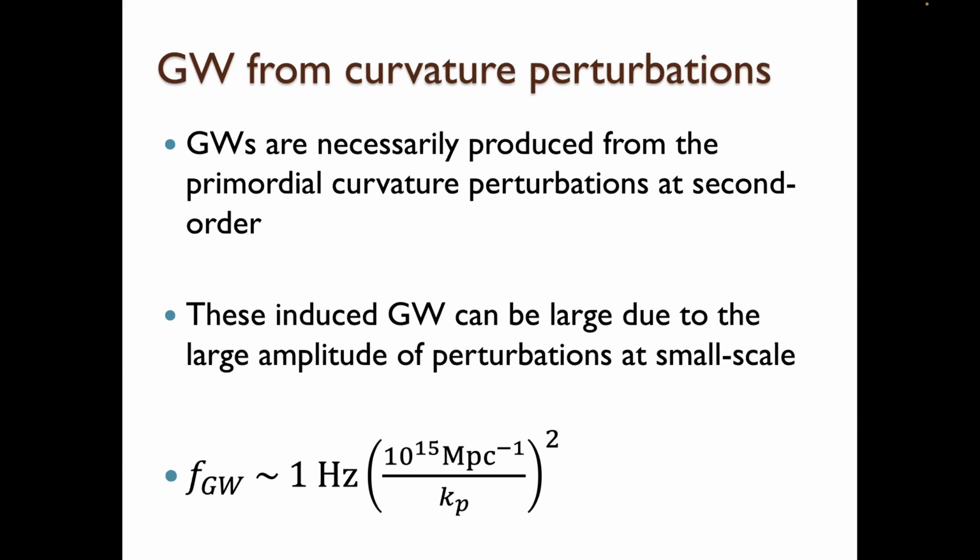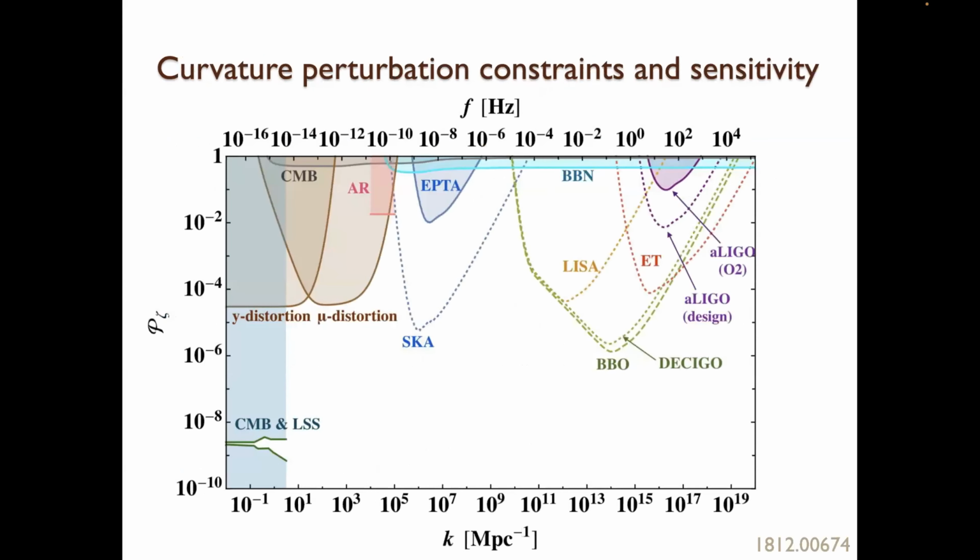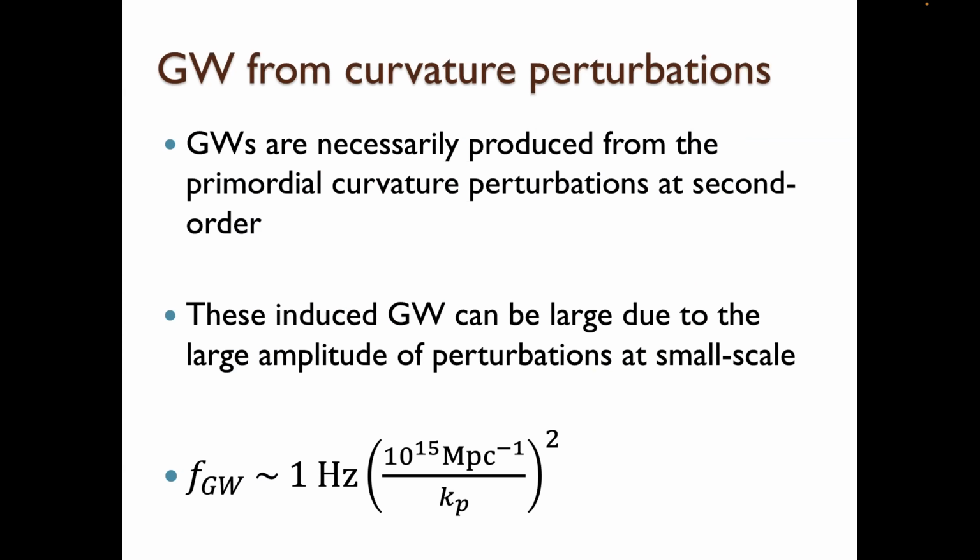We can also calculate the frequency of gravitational waves in terms of k_p. For 10 to the 15 inverse megaparsec, the asteroid-mass size PBH predicts a gravitational wave frequency today of around a hertz. You may notice this is at or near the target frequencies for the next generation gravitational wave detectors. k_p is again the peak of the k mode in the curvature power spectrum.